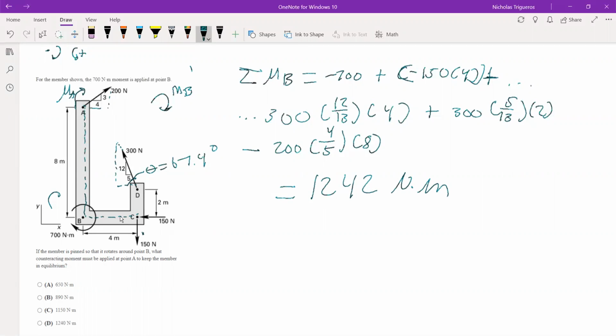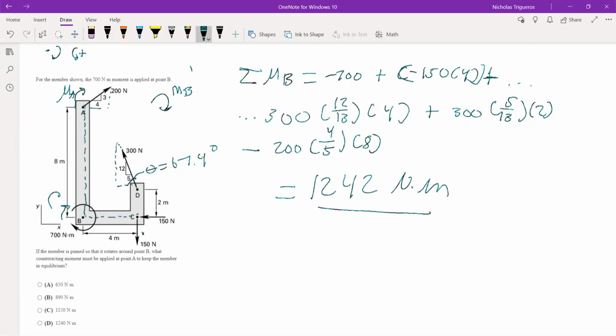So meaning that if that is the total amount of moment going in the clockwise direction, A needs to have at least this much going in the opposite direction in order to counter it. In that case, that would allow it to stay in static equilibrium.